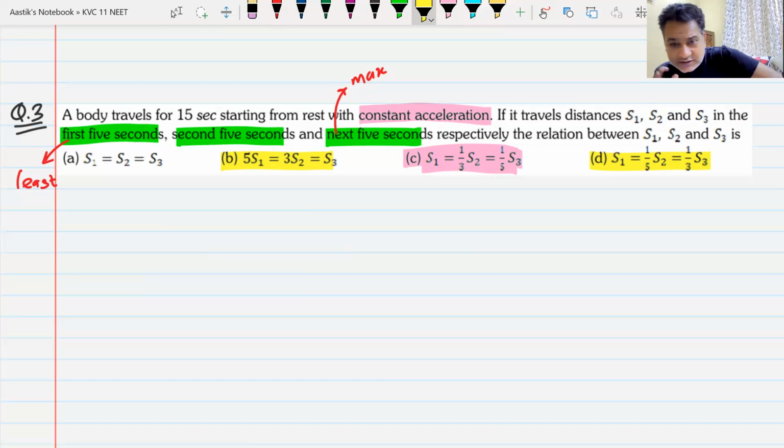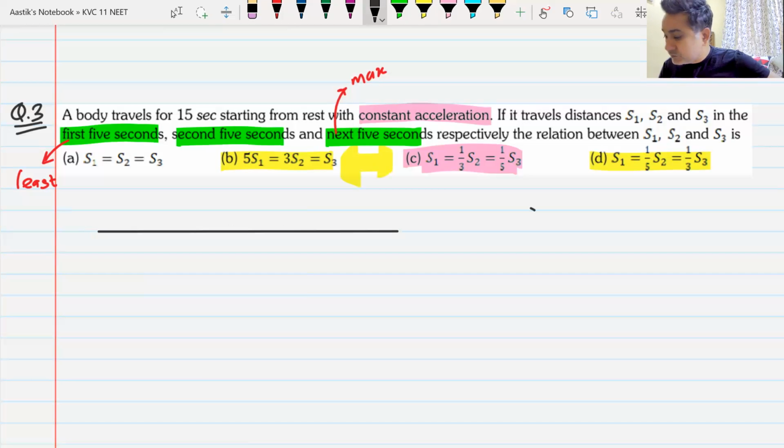Okay, so the only confusion should be between this option and this option. So it is a 50-50% chance. But if you had to solve it in the correct way, how are you going to solve it? So you will draw, assume that it is moving like this. This is point A, this is point B, this is point C, this is point D.